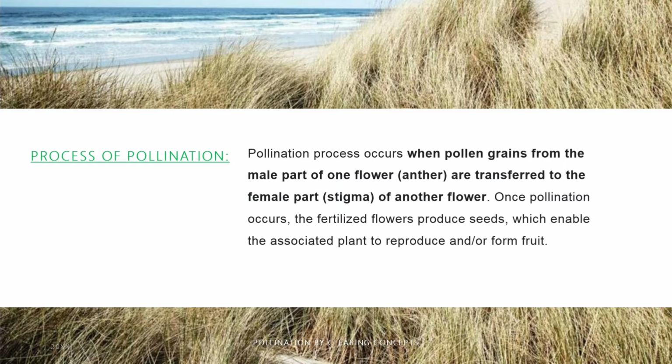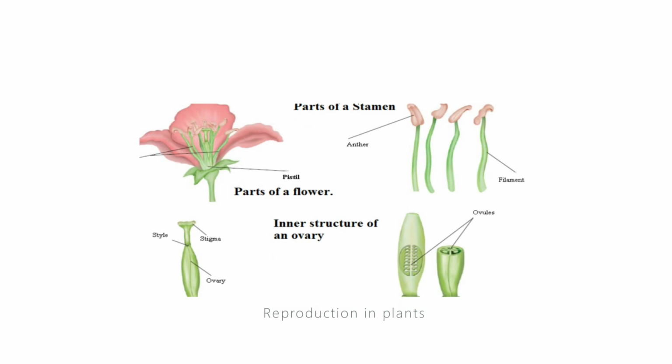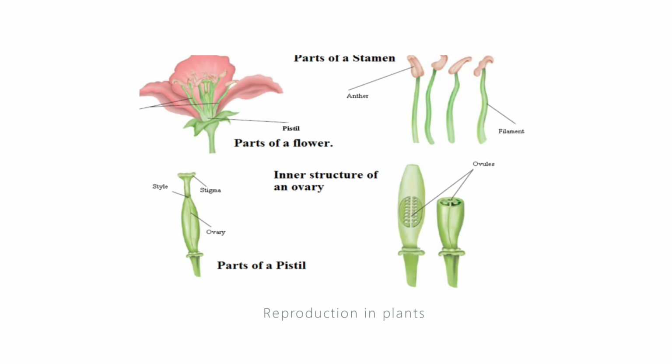Now moving to part D, which is nothing but the process of pollination. So guys, the pollination process occurs when pollen grains from the male part of one flower, that is the anther, are transferred to the female part, which is the stigma, of another flower. Once pollination occurs, the fertilized flowers produce seeds, which enable the associated plant to reproduce and to form a fruit. Now guys, this image represents the parts involved in the reproduction of a plant.